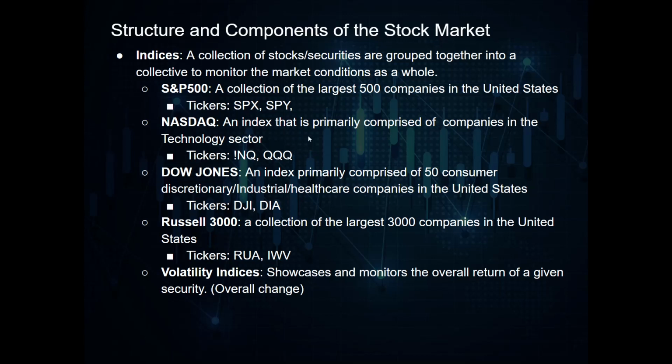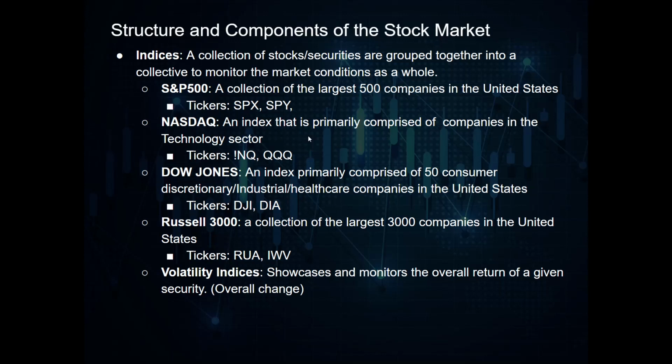There's also the Dow Jones, which is your 50 consumer discretionary industrials. I would like to refer to it as mostly your industrials, and it's the 50 companies in the US. And then we have DJI and DIA. We also have the Russell 3000, which is a collection of the largest 3,000 companies in the US.